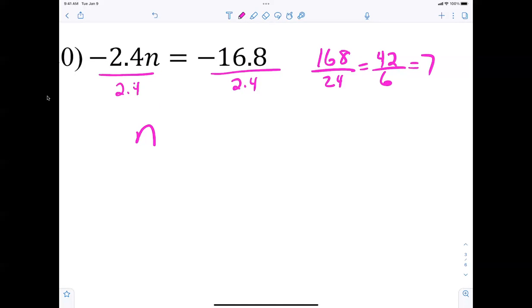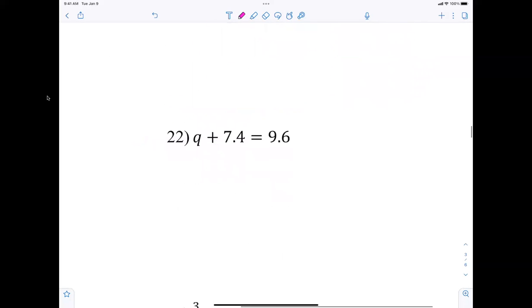All right. So n is equal to, is it positive or negative? Yes, positive, because they're both negative. That's exactly correct. Thank you. That was good. All right, Miss Cole, you're up.